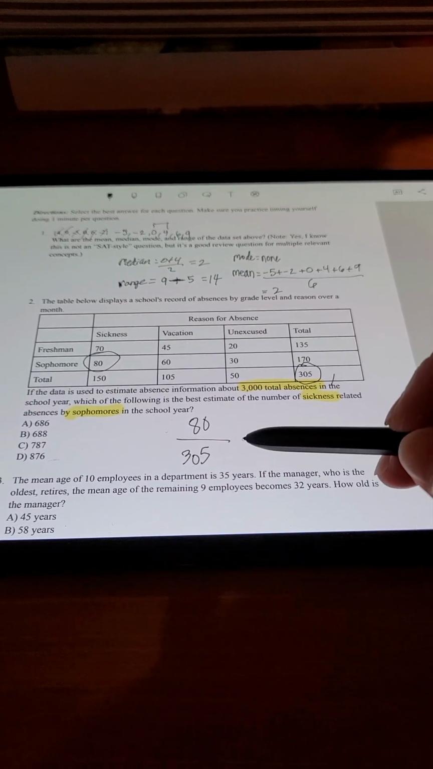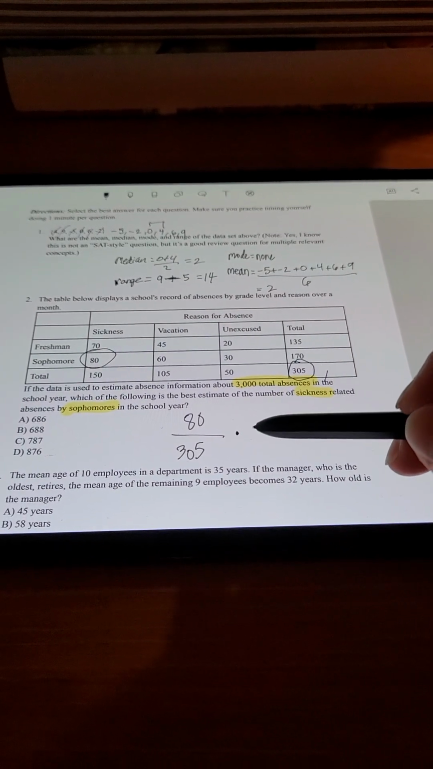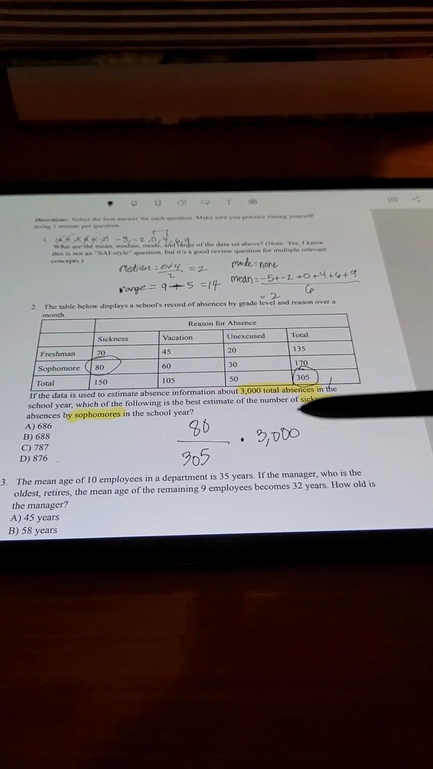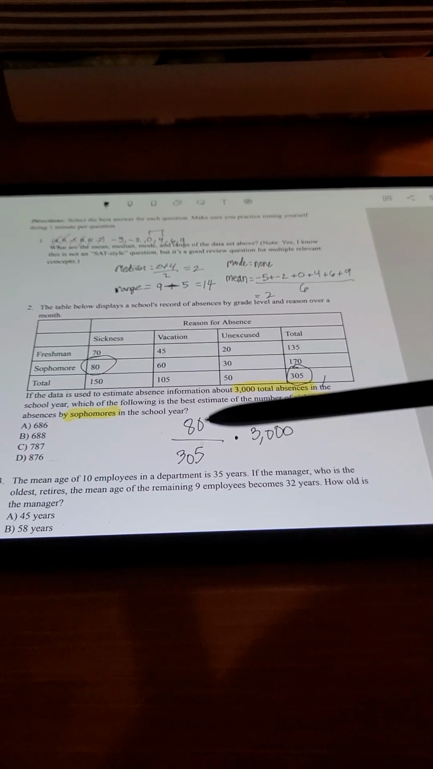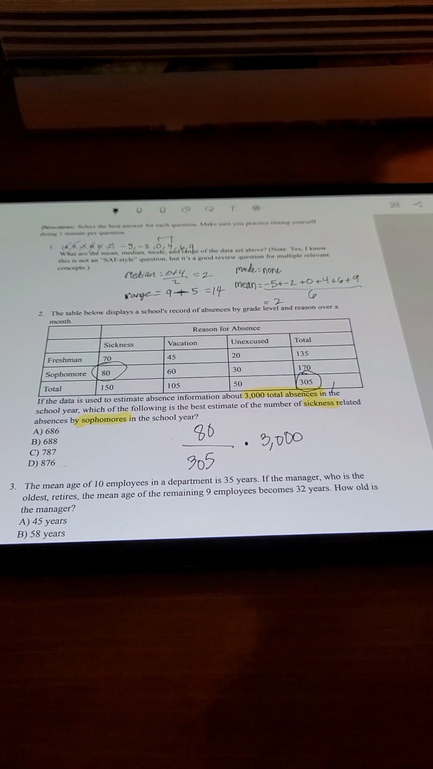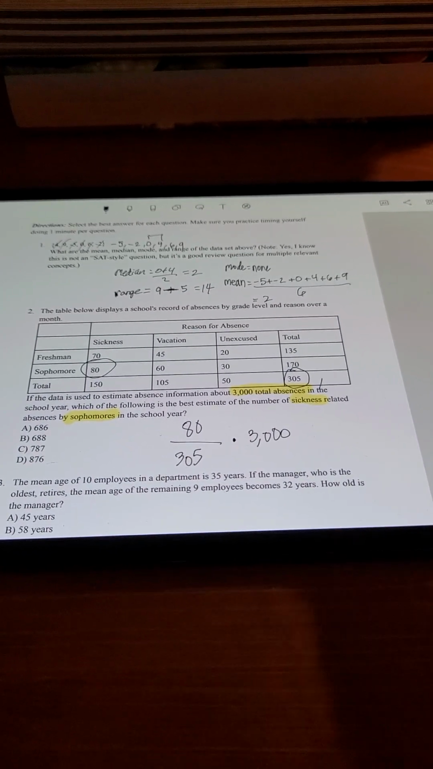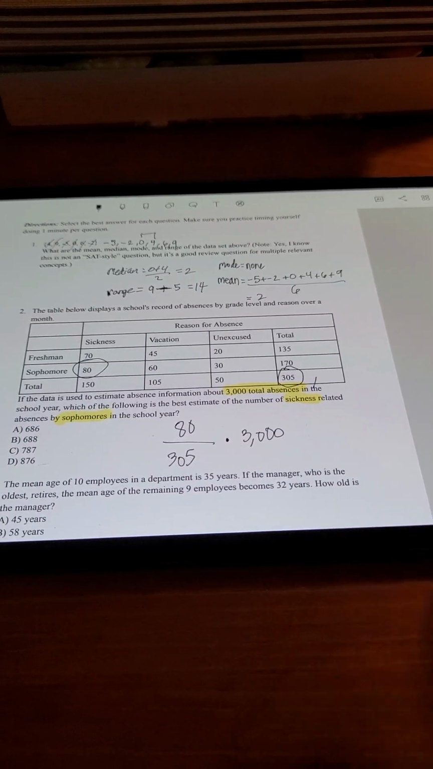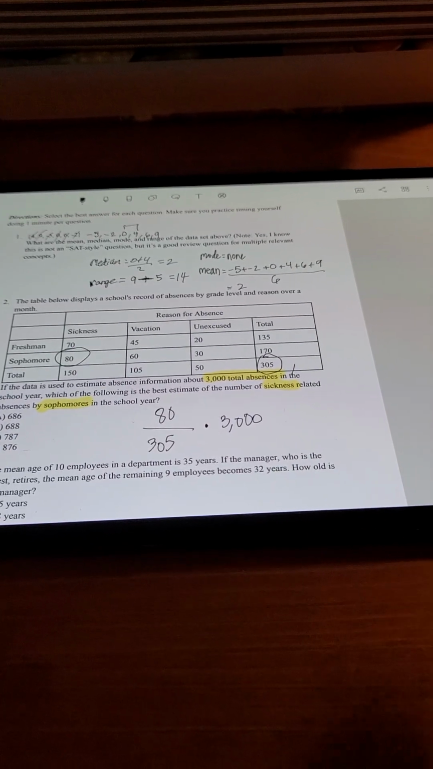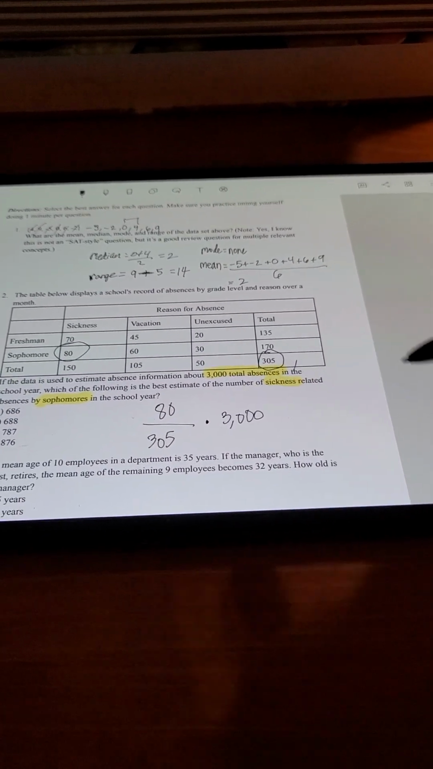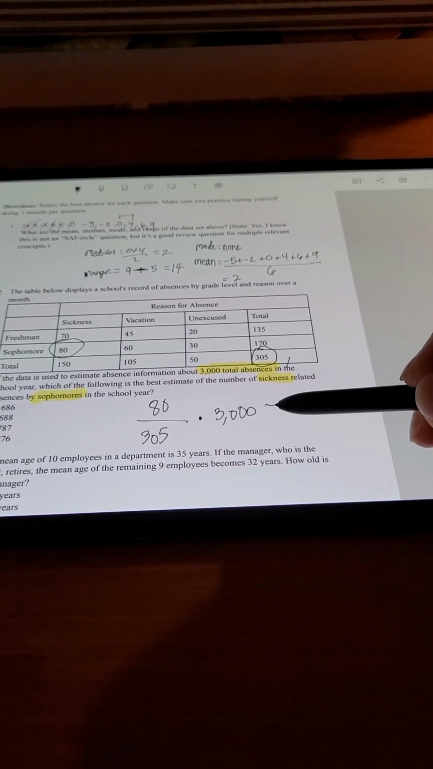Now we're going to multiply that by the 3,000 total absences, because this is saying that this is the fractional amount of students that fit this criteria. So if we want to find that fraction of some other total number of students, we just need to multiply by it. So that's what we're going to do here.